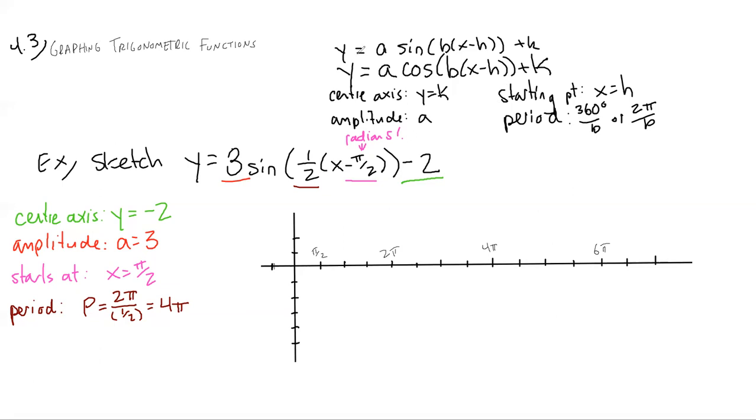Okay, so what I'm going to do now is start with the center axis. This is definitely the order I'd recommend doing this in. So that's at y equals -2. I think I will dot that line. It's not technically part of the graph.